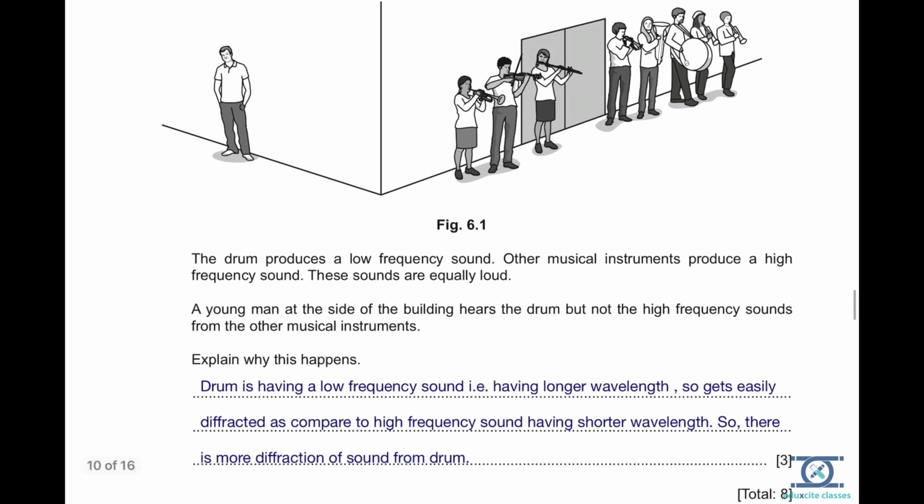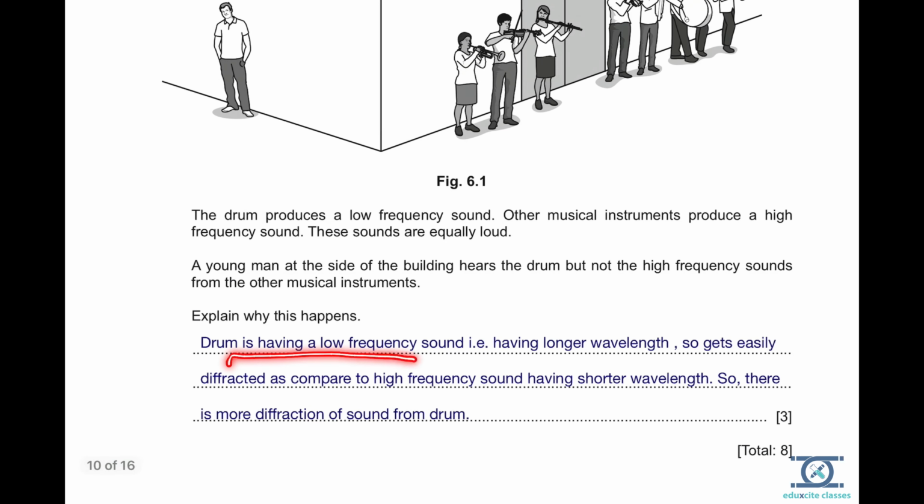Okay, so we know that the drum has a low frequency sound. It means that it has a longer wavelength, so it gets easily diffracted as compared to high frequency sound, which has a shorter wavelength. So due to the diffraction phenomenon, longer wavelengths can easily get diffracted around the side of the wall, whereas shorter wavelengths are not diffracted. So the person can hear the drum because of more diffraction of its sound.